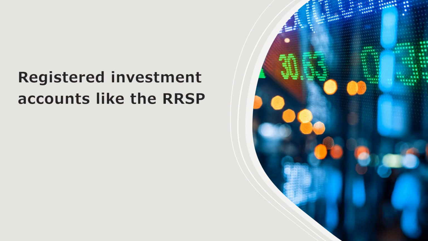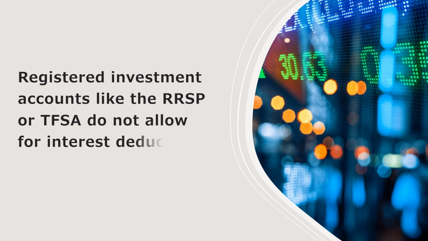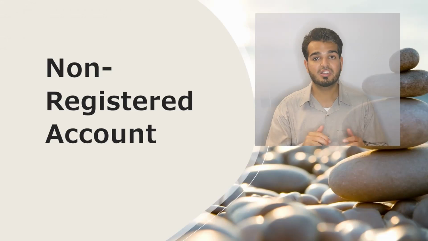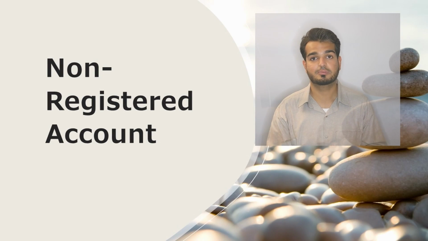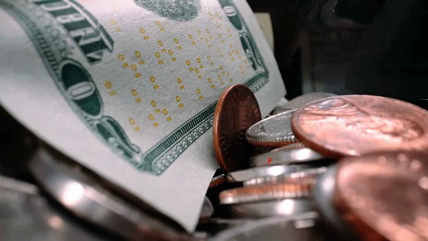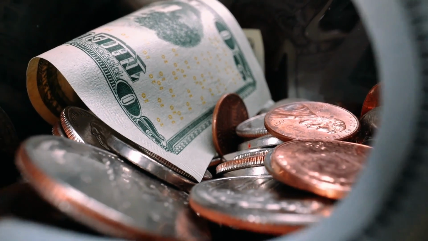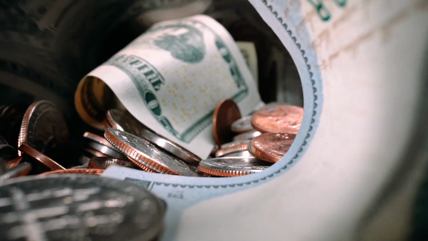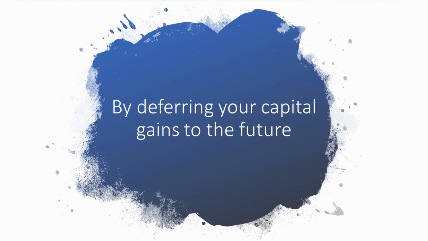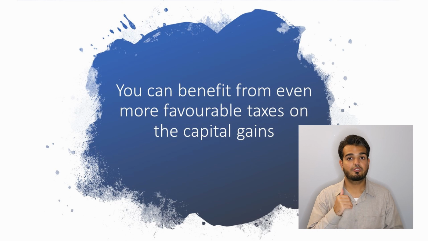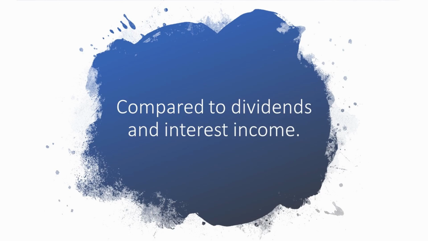Registered accounts like the TFSA or the RSP do not allow for interest deductions on loans. So for the Smith Maneuver, your investment holdings must be in a non-registered account. If you choose to invest in growth assets versus income-producing assets from the funds available from your HELOC, this will allow for more capital appreciation, resulting in future capital gains. By deferring your capital gains into the future, you can benefit from even more favorable taxes on capital gains compared to dividends or interest income.